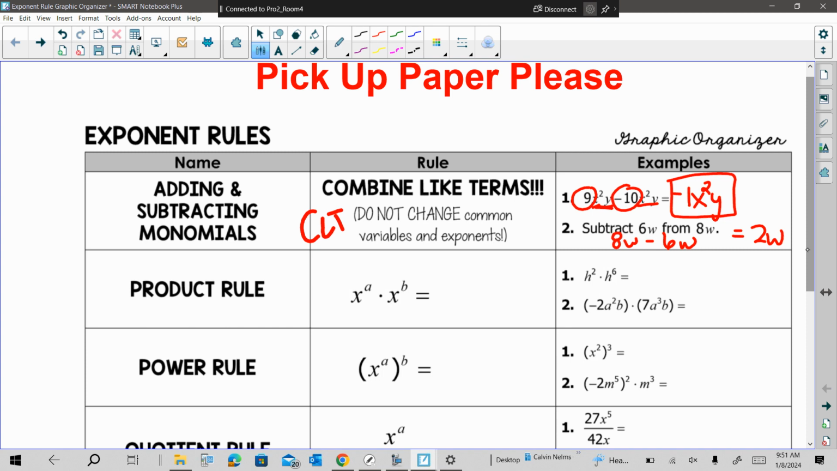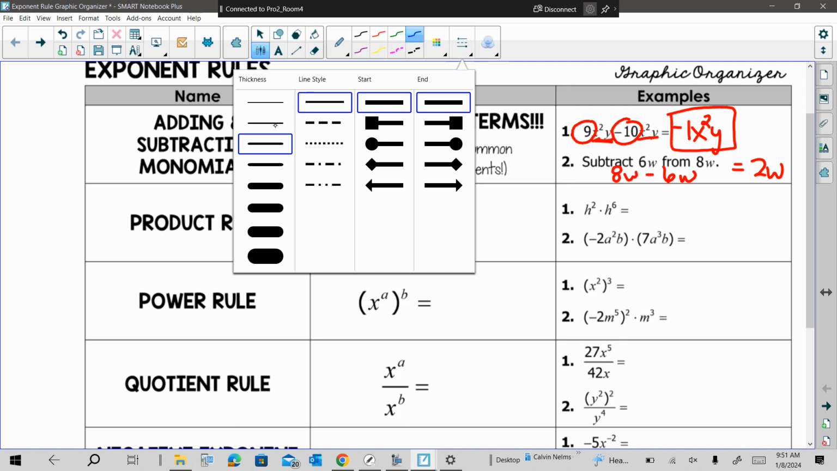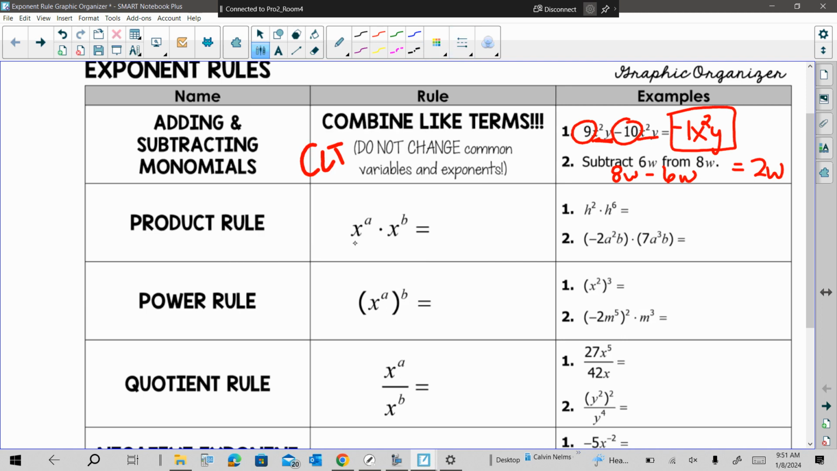Now, the product rule is whenever you have the same variable, the same base, so these are your bases, okay? Since those are the same and you're multiplying, you keep that base and you add the exponents. So for the product rule, whenever you have the same base, you're going to add the exponents.